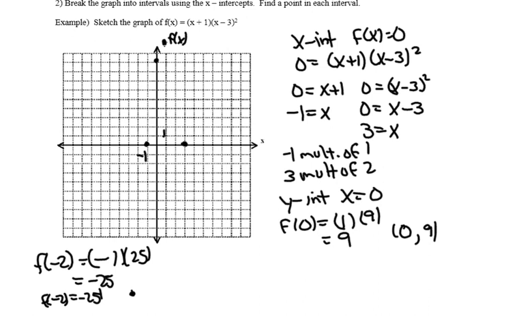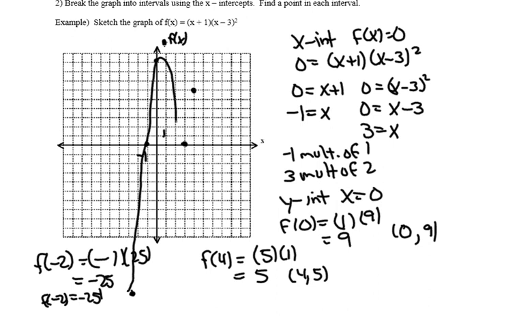Okay? Now, what is happening after x equal to 3? Well, let's do f of 4. So 4 plus 1 is 5. 4 minus 3 is 1. 1 squared is 1. And 5 times 1 is 5. So that's 4, 5. So that looks like it's going to go up forever. So let's connect the dots. So there would be my sketch of this polynomial function.